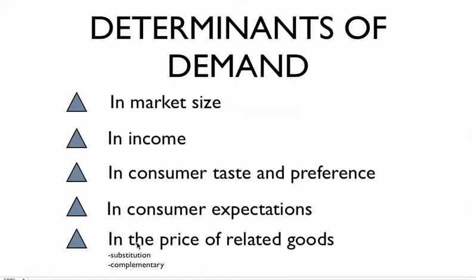The next one always has two graphs, and that's the change in the price of related goods. You're going to have substitution and complementary. Substitution is if the price of coffee doubles, then you're going to substitute tea for that. So the demand for tea would go up. A complementary good, the price of paint goes down, so people are going to buy more paint brushes. So the demand for paint is going to go up.